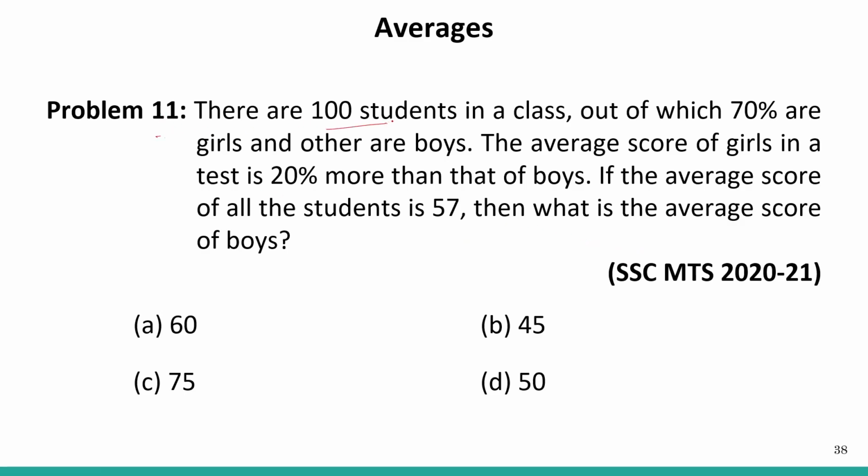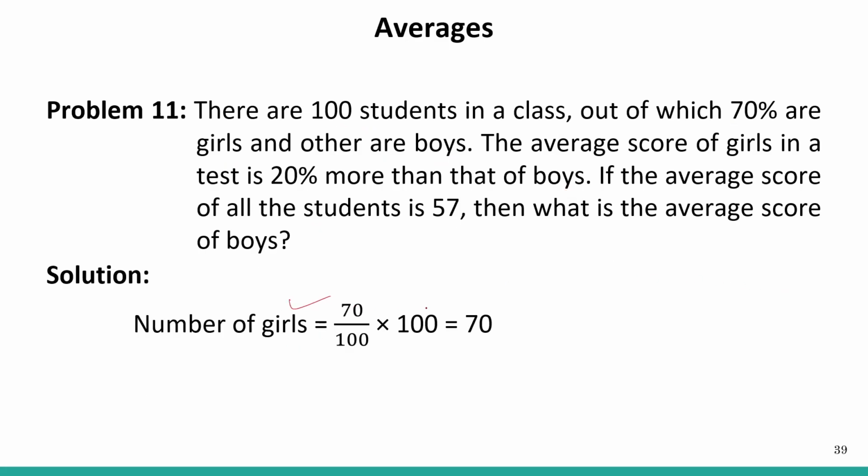So there are 100 students in a class. Okay. Out of which 70 are girls and others are boys. So the average score of girls is 20% more than that of boys. So if the average score of the students is 57, then what is the average score of boys? Is it 60, 45, 75 or 50? So let's explore and see which among these 4 is actually the correct one. This question has appeared in SSC MTS 2020-21 paper.